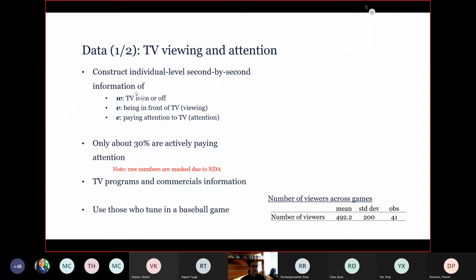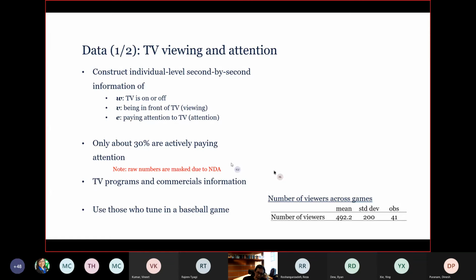Right. So, like I said, we have individual level, second by second information about 3 different variables. W: this is whether the TV is on or off. V: this is whether an individual is in front of the TV or not, and we say this is viewing. And E: this is whether eyes are actually looking at and paying attention to the screen. We're going to say this is attention.